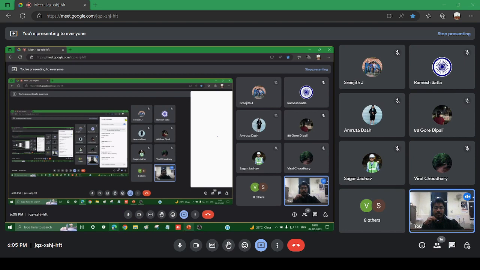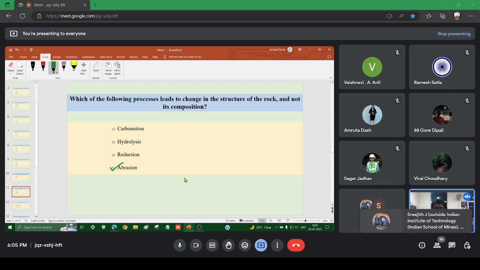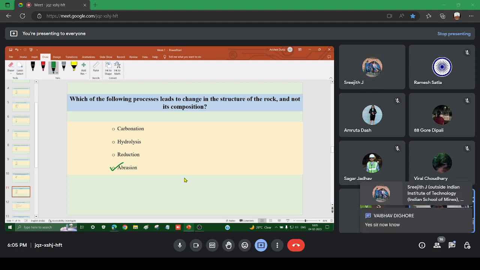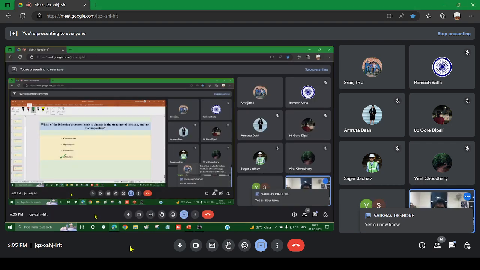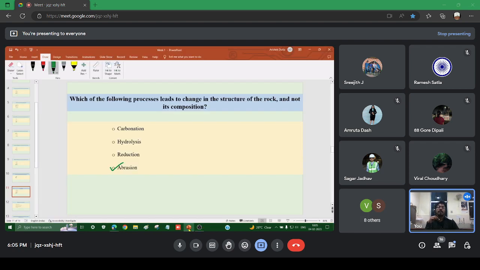The answer is abrasion. Yes, those have said correctly. It is abrasion because abrasion is a kind of physical weathering, which leads to change in the structure or form of the rock. If you say change in composition, it means that it has undergone some change in its chemical properties, isn't it?